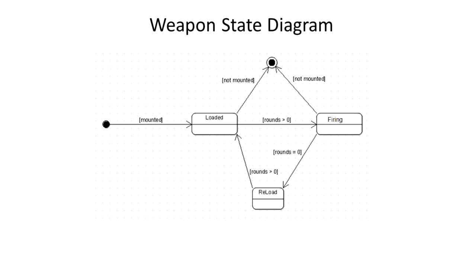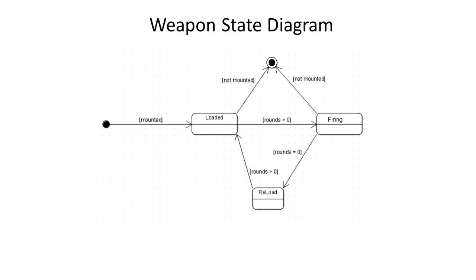And here we're modeling a weapon being fired. So first of all, we start at the initial state, that black circle on the furthest left. Once we mount the weapon and add some rounds, we then transition to the loaded state. From there, we could either unmount the weapon and go to the final state, or if we want to fire, as long as our rounds are greater than zero, you can see that condition just above the transition from loaded to firing, as long as that condition's true, we can then transition to the firing state.